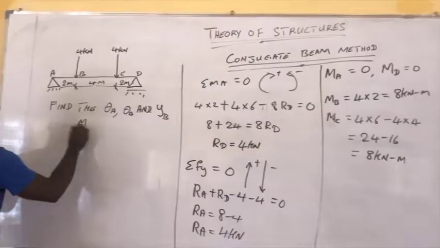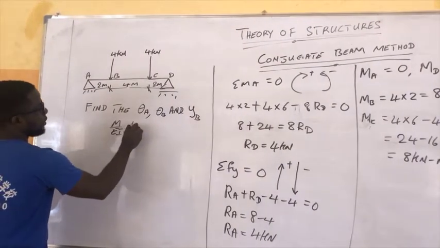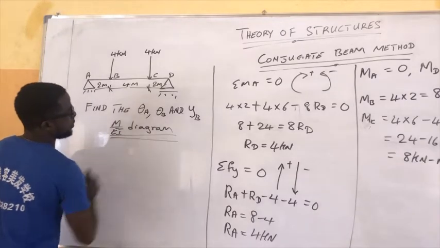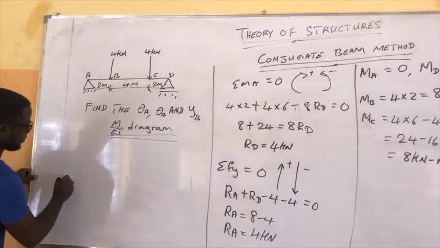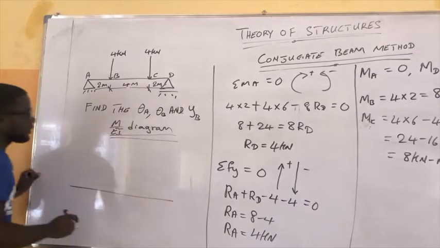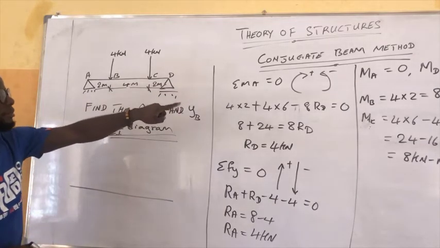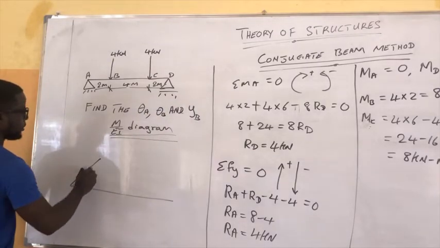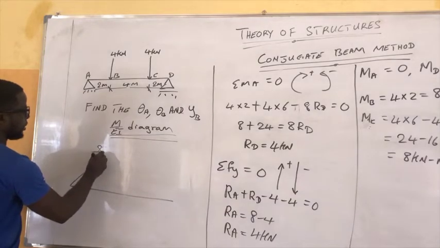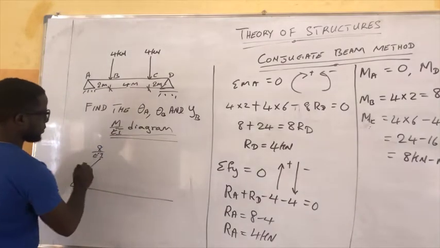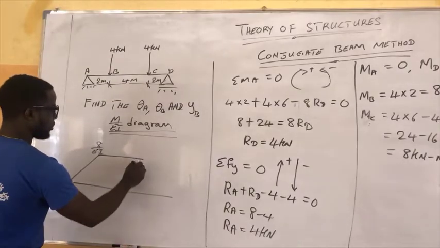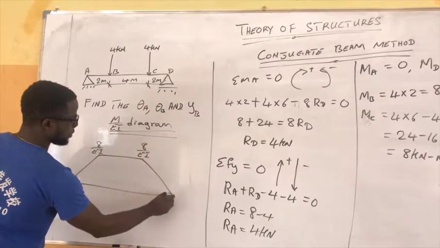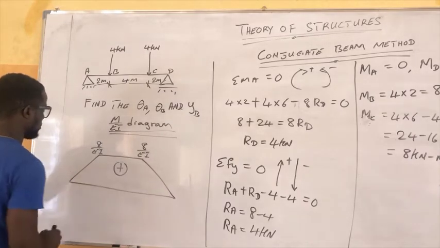We now plot the M/EI diagram. At point A, I have a 0 moment, then at point B, I have 8 over EI. I come to this point, 8 over EI. Then the same thing at point C. Then we return back to this. This is the positive bending.